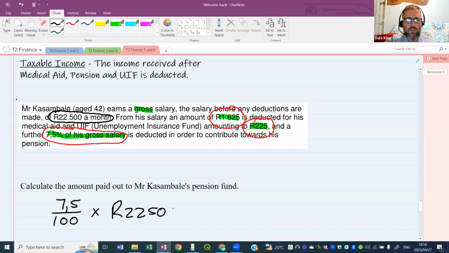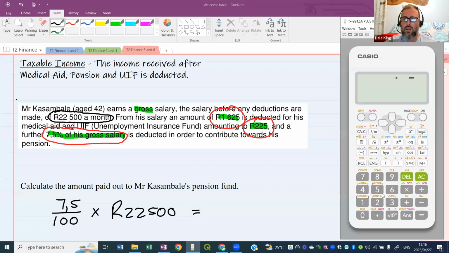I've written my 7.5% as a fraction. You could write it as a decimal. Some people even write it as 7.5% on their calculator. You can do that. I don't recommend it, but you can, not a problem.